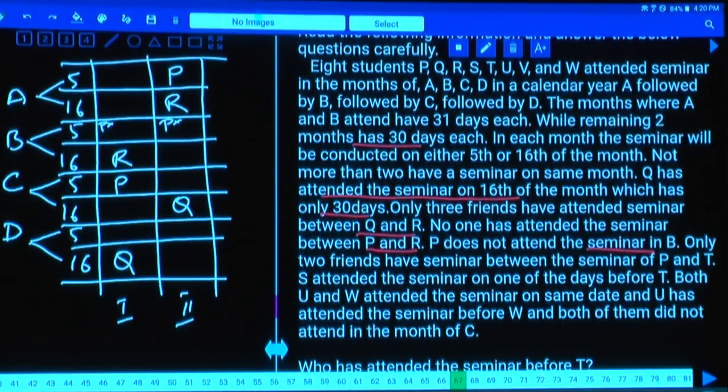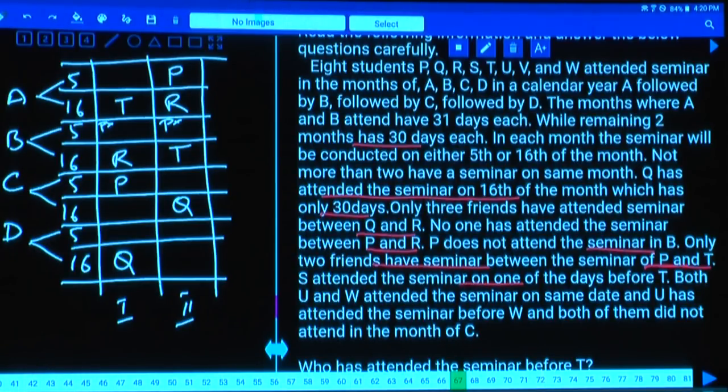And only 2 friends have seminars between the seminars of P and T. Between P and T, there must be exactly 2 people. In the first case, T must be here because the bottom is not possible. Only 2 people between P and T. S attends the seminar on one of the days before T. S at this place and S at this place.